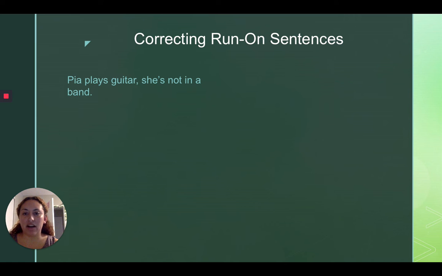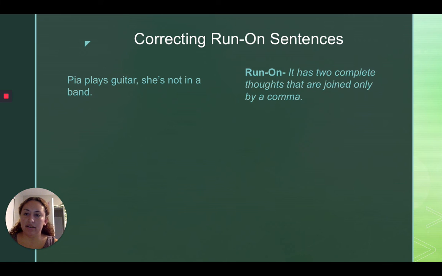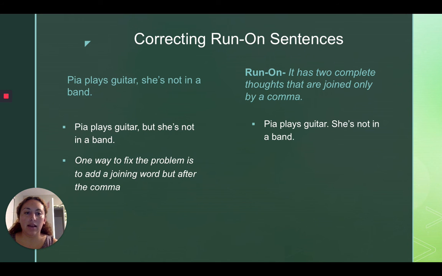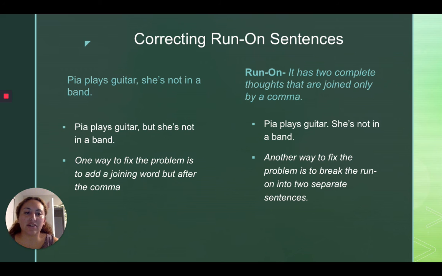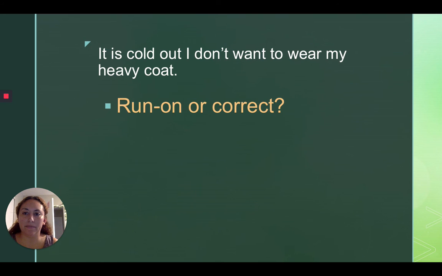Pia plays guitar, she's not in a band. Once again, this is a run-on sentence because it has two complete thoughts that are joined only by a comma. So how do we fix it? You add a comma and a coordinating conjunction. So, Pia plays guitar, comma, but she's not in a band. And the second way of fixing this run-on sentence is by separating the two statements into two complete sentences. Pia plays guitar. She's not in a band.